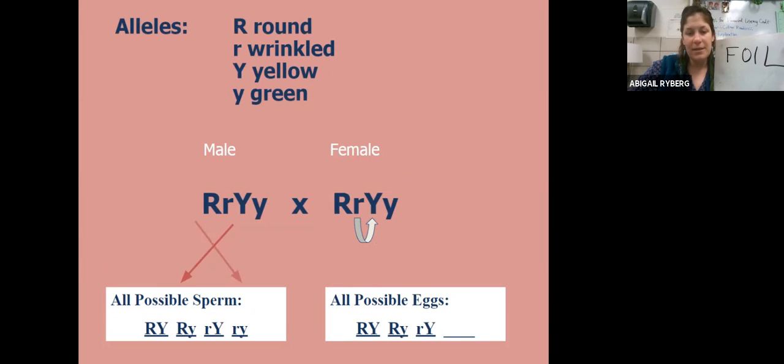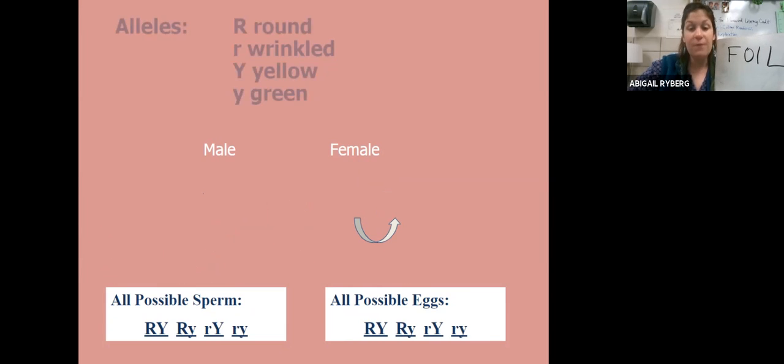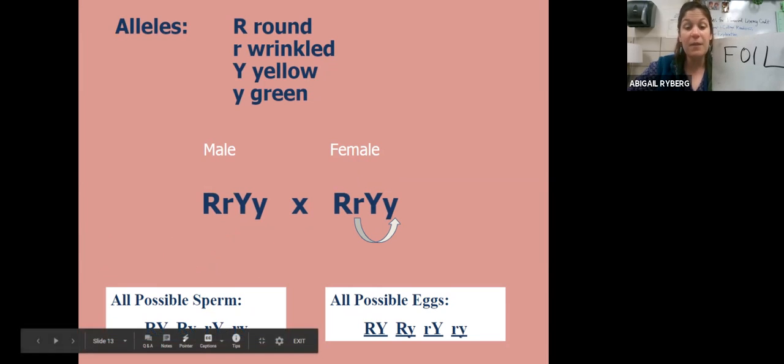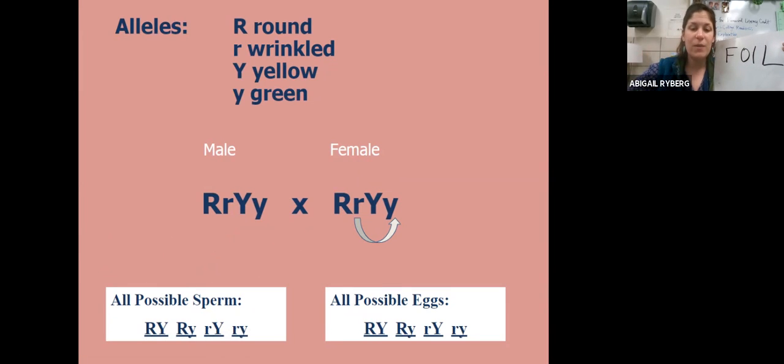And the final is the last R and the last Y. So the L in FOIL stands for last. So we have little r, little y.